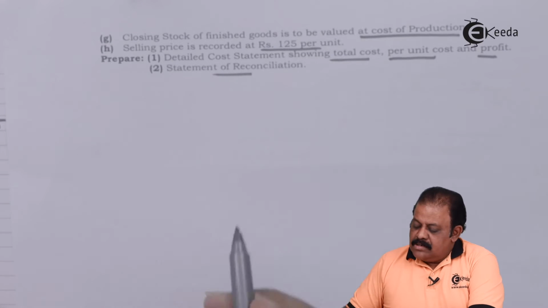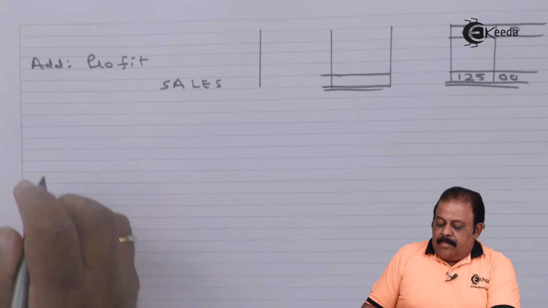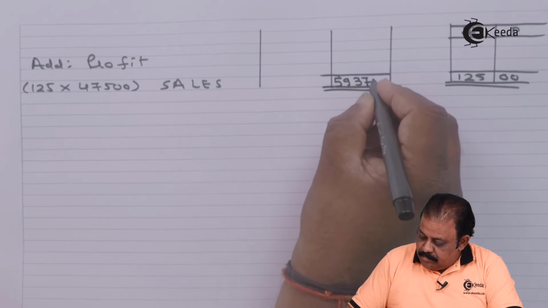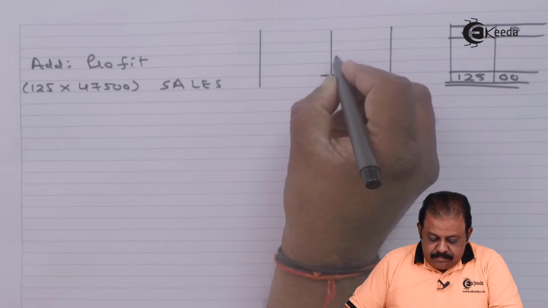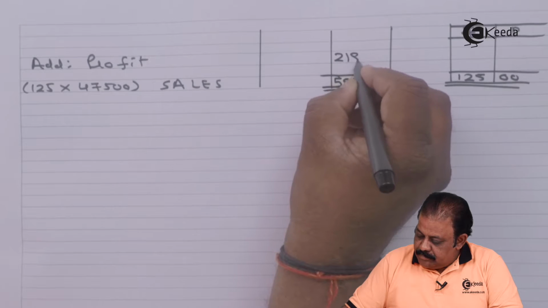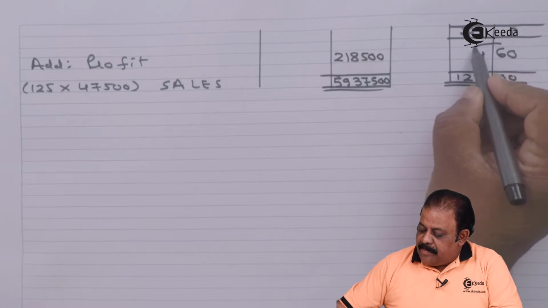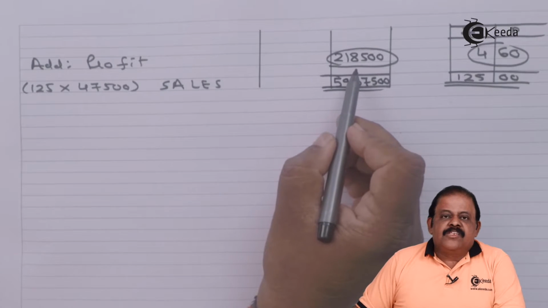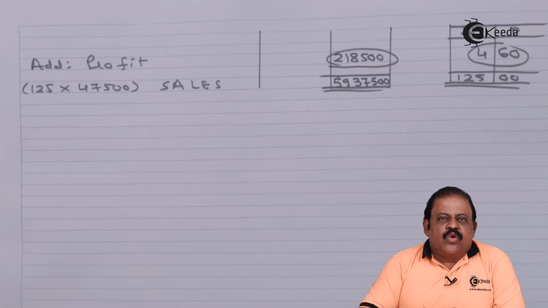As per cost book, selling price is given rupees 125. So we can get total amount of sales, 59,37,500. Per unit profit is 4 rupees 60 paise. So this is profit as per cost book, whereas profit and loss account is showing loss.